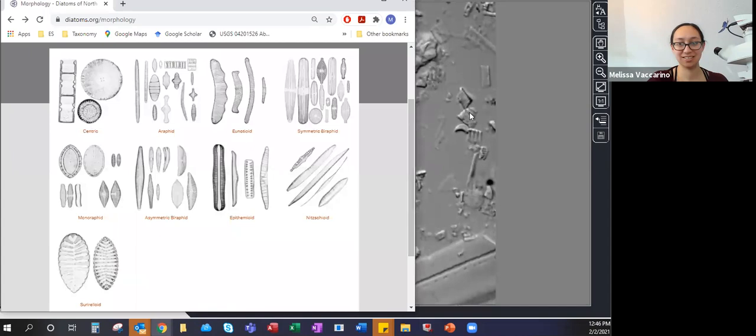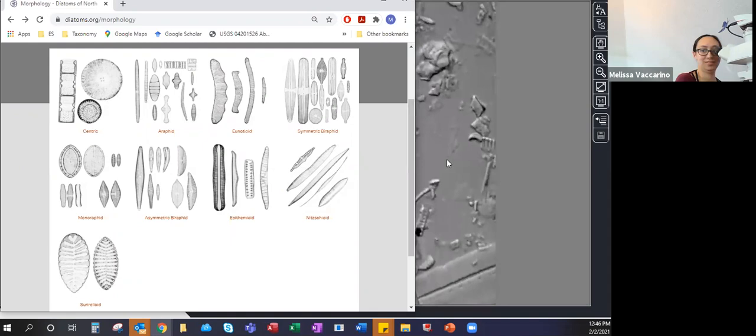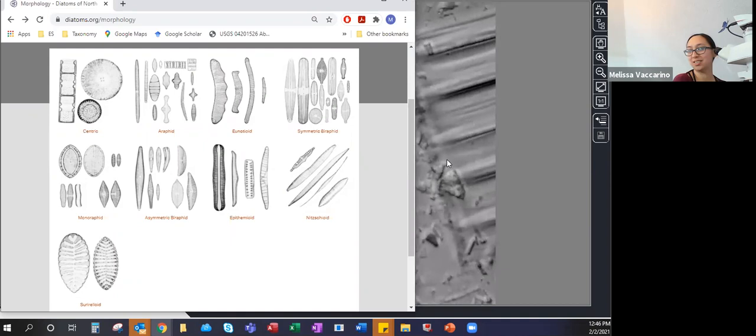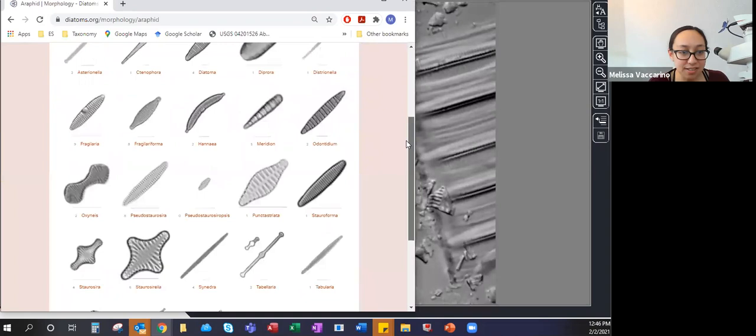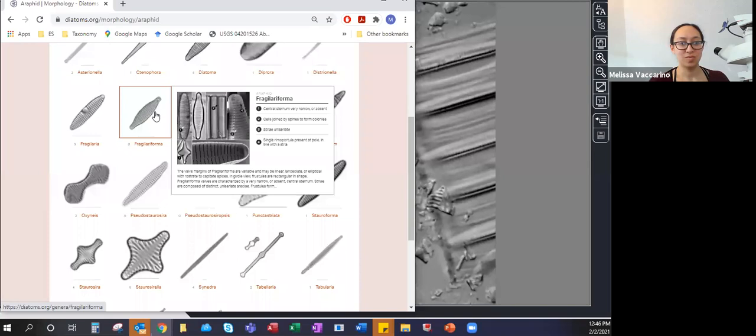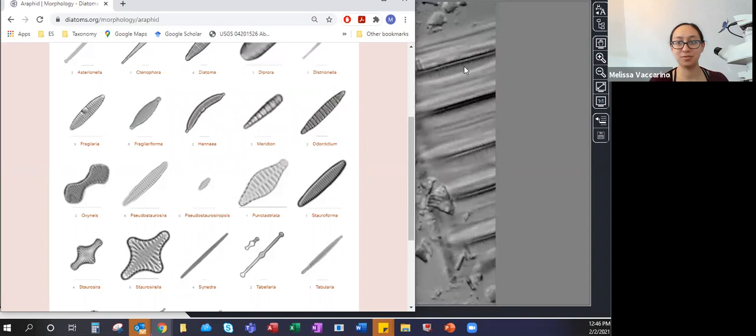So which group should I pick? No raphe, araphid, this one. Fragilaria forma, yes. Let's see. Here, symmetrical. Wow. Try all the way across the raphe or across the valve face. If you were to imagine it in your mind's eye.